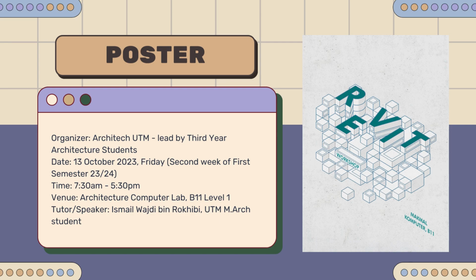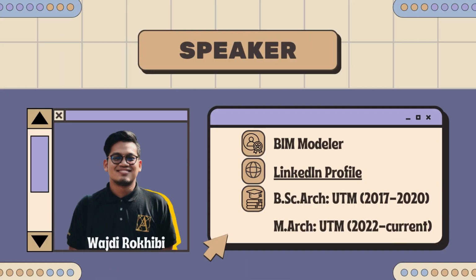While the time of the program, we propose it to start from 7:30 a.m. until 5:30 p.m. The venue of the program, we propose it to be Magma Computer at Block B11, ground floor or level 1. The tutor of the program will be Ismail Wajdi bin Rafi'i, who is a current UTM Master of Architecture student. Here are some additional details of the tutor or speaker: he is a certified Revit modeler, and he is an alumnus of UTM, as he studied his Bachelor of Architecture in UTM and pursued his Master studies from 2023 until this year.